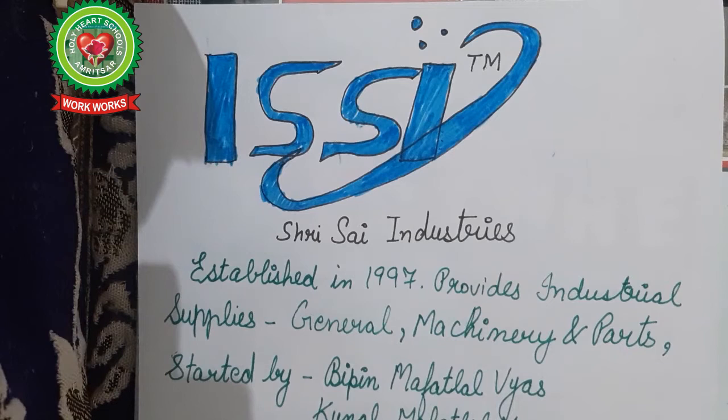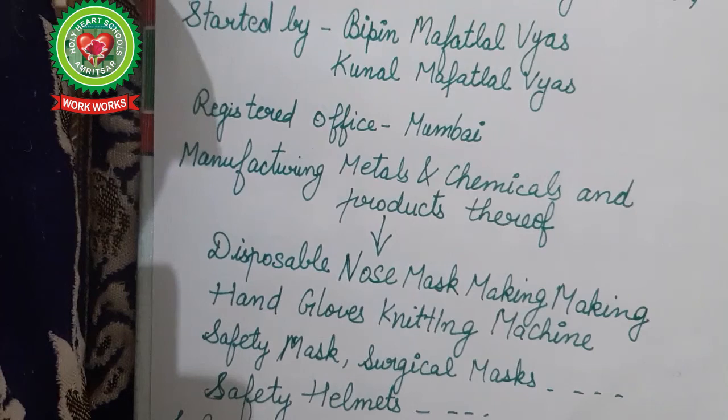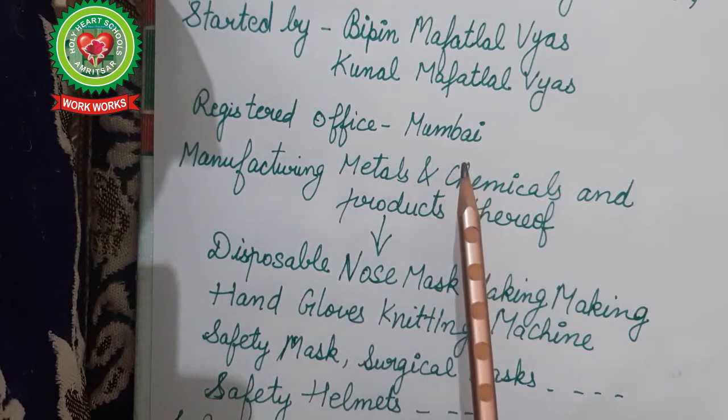What I am saying, supplies general, machinery and parts. It means they do two types of business. One is wholesale, another is retail. They make machines to prepare masks. They manufacture masks and supply them at different pharmacies. Right? It was started by Bipin Mafatlal Vyas and Kunal Mafatlal Vyas. The Mafatlal group of industries is very famous. If you keep on exploring about them, you will find a large number of products of the Mafatlal group. Their registered office is in Mumbai.